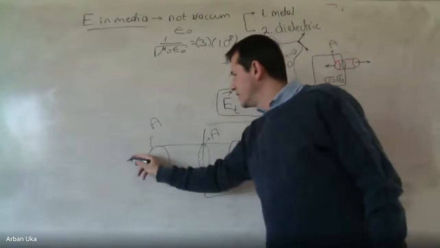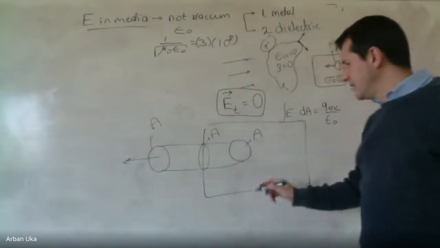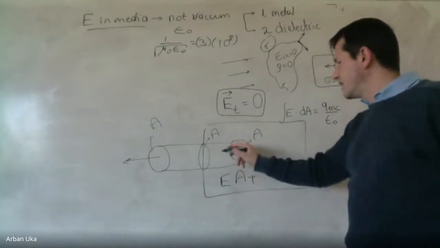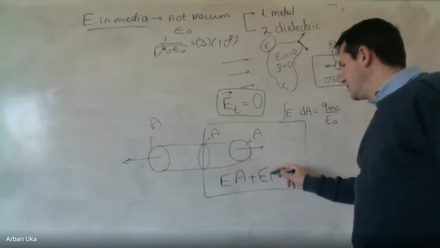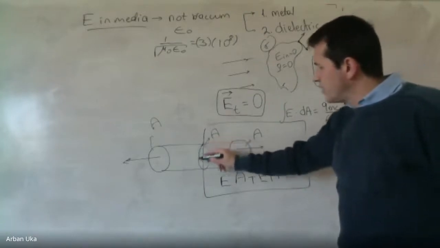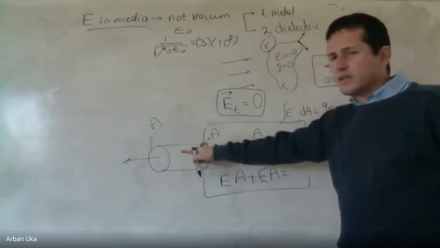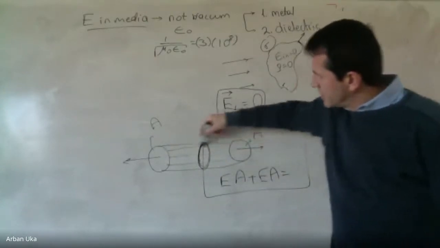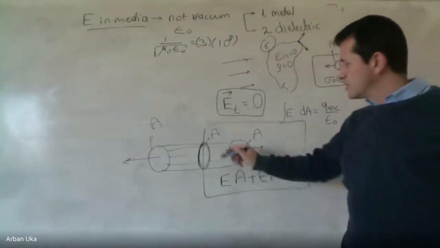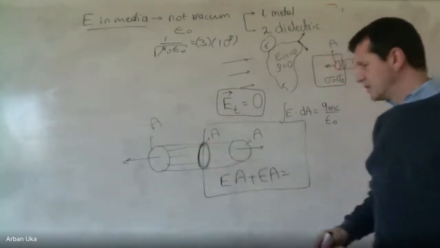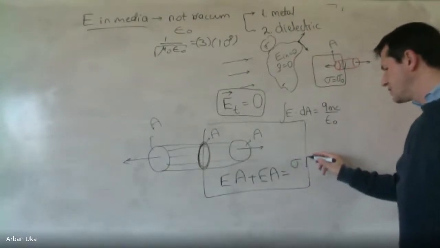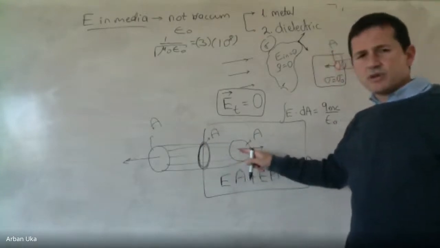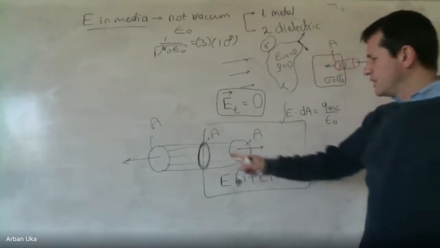Now, the flux of the electric field on this area is equal to EA, plus the flux of this area, another EA. This is equal to Q enclosed. How much charge have we enclosed inside this cylinder? From here to here, how much charge is enclosed? The charge that is enclosed is only on the surface of the metal, which is sigma. So this is sigma times A divided by epsilon zero. We don't have charge inside because this is a metal. So that's all we have.